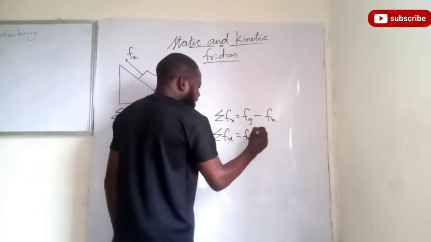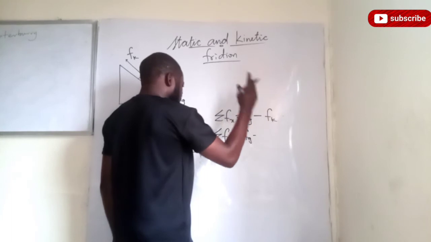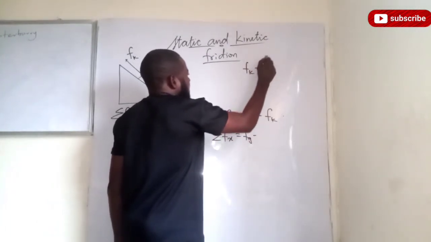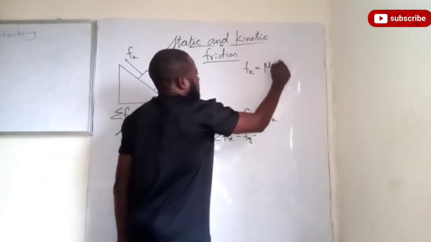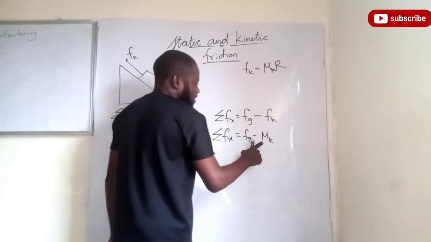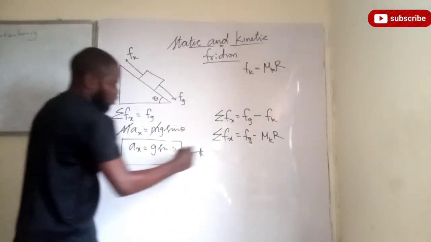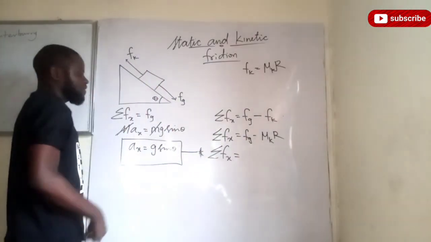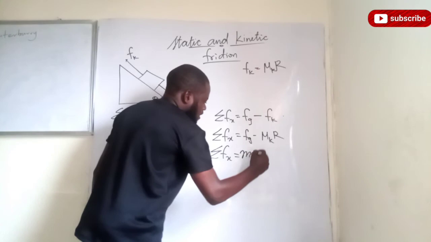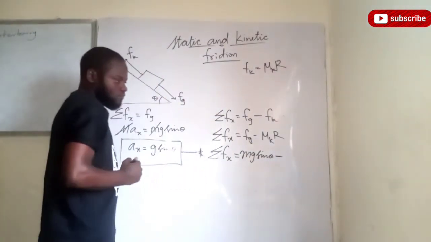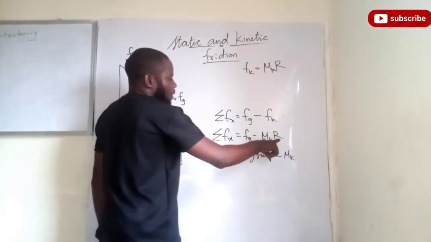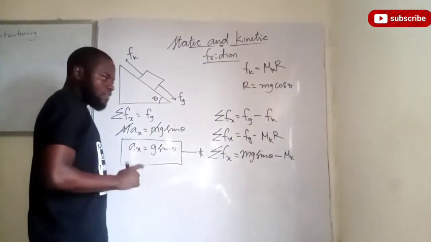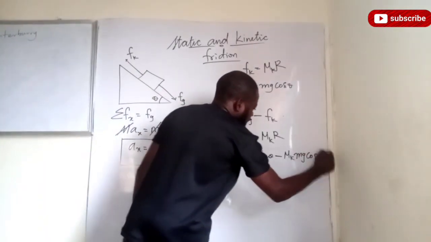Now the summation of the forces along this horizontal component is therefore Fg minus the value for the kinetic frictional force. Remember we have that Fk is the coefficient of kinetic friction multiplied by the normal reaction. So we bring that here. The summation of the forces along the horizontal component is therefore Fg, and the value for our Fg is mg sine theta. So we have mg sine of theta minus the coefficient of kinetic friction times our normal reaction, which is given as mg cos of theta. Is that not so?